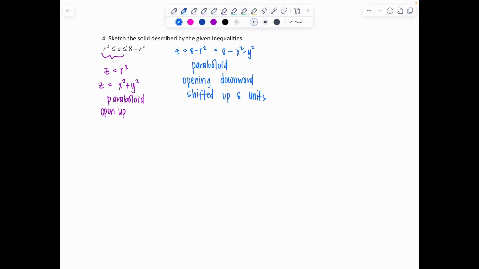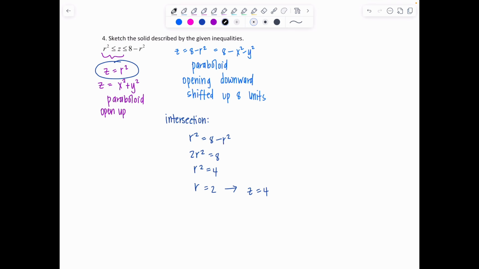Now let's figure out where these intersect. That's important. We're going to sketch this solid, so we need to know precisely where r squared is equal to 8 minus r squared. So that means 2r squared is 8, r squared is 4. So that happens when r is 2. And if r is 2, I can see here, that implies z is equal to 4. Okay, so that's when these two paraboloids are going to intersect at z equals 4 at a circle of radius 2.